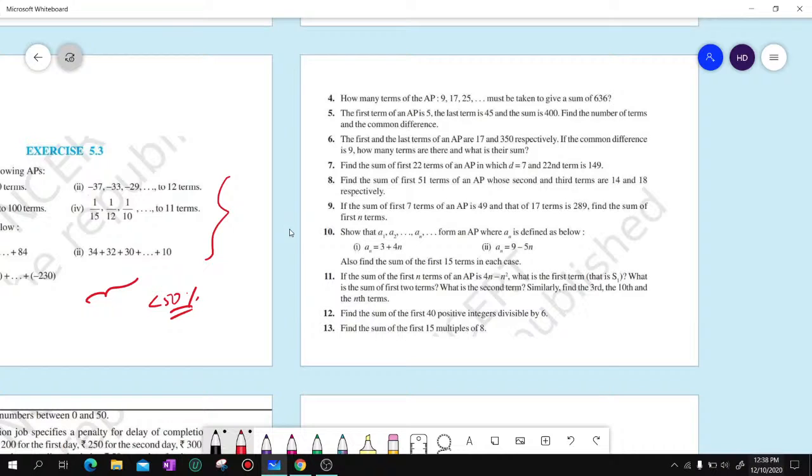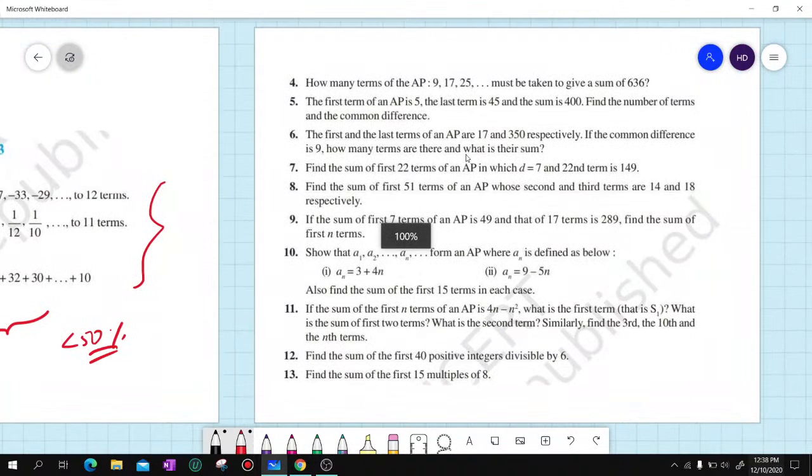And when you come to this question, find the sum of first 15 multiples of 8.